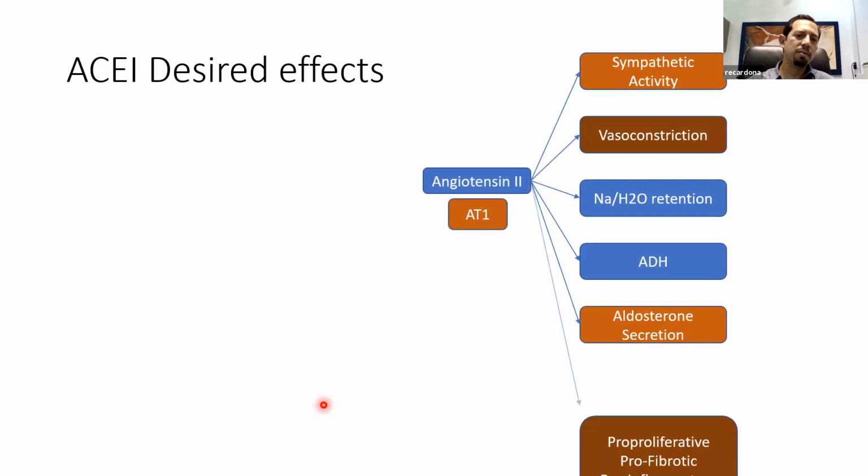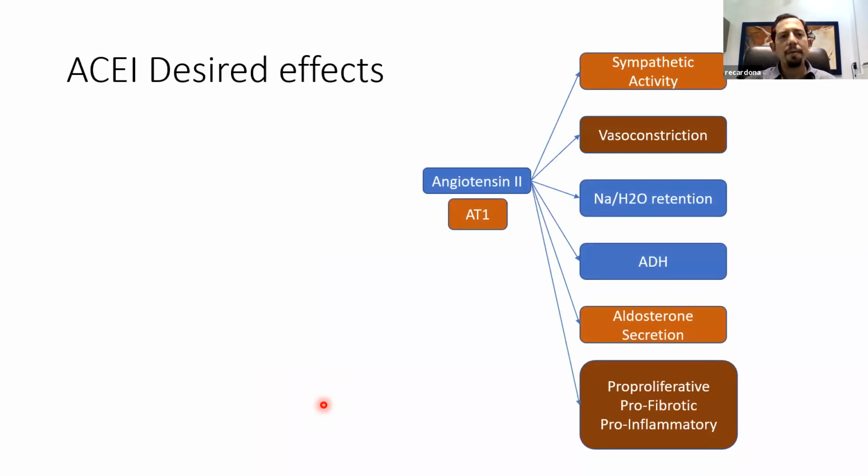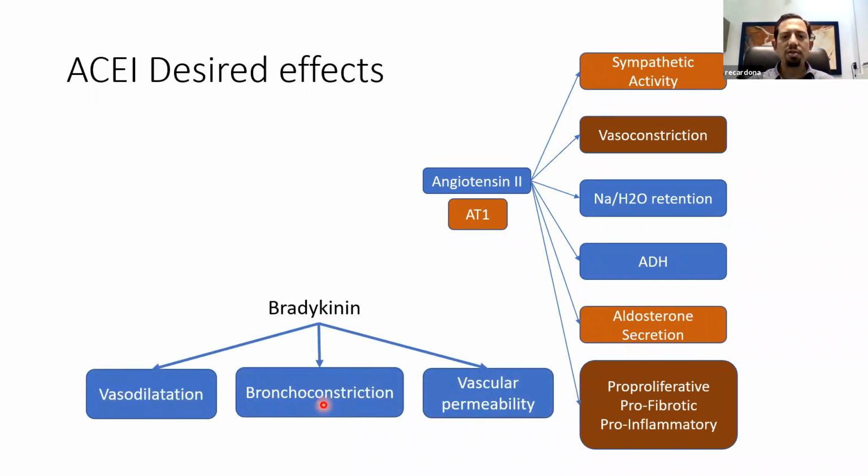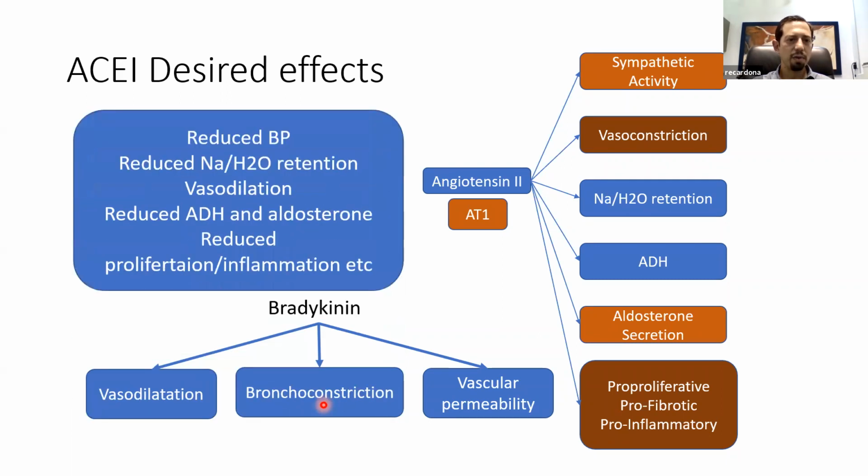So in summary, angiotensin converting enzyme inhibitors are going to produce vasodilation, less sympathetic activity, less sodium and water retention, and all of this together is going to produce a decrease in blood pressure, plus less of this pro-proliferative, pro-fibrotic, pro-inflammatory profile.